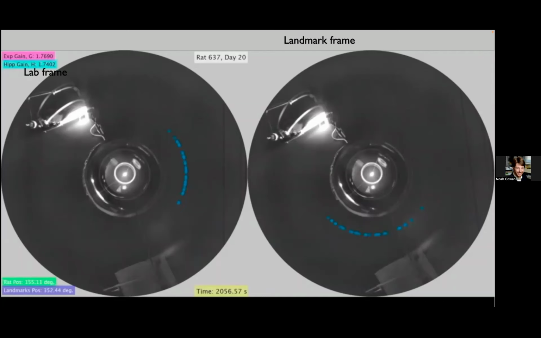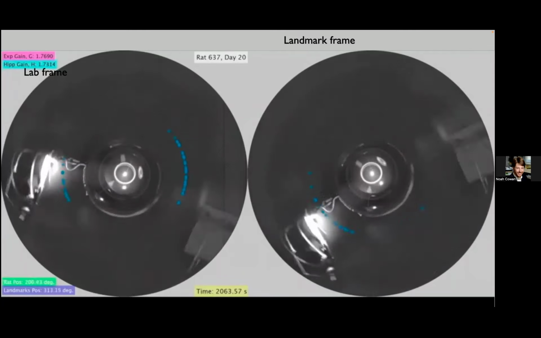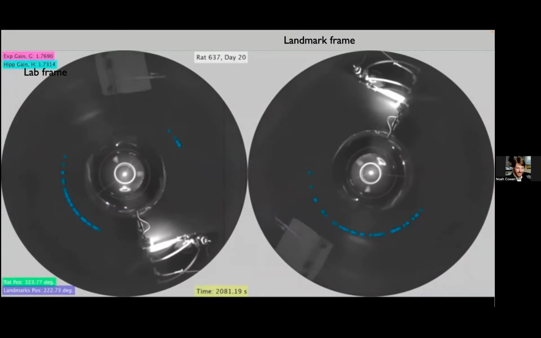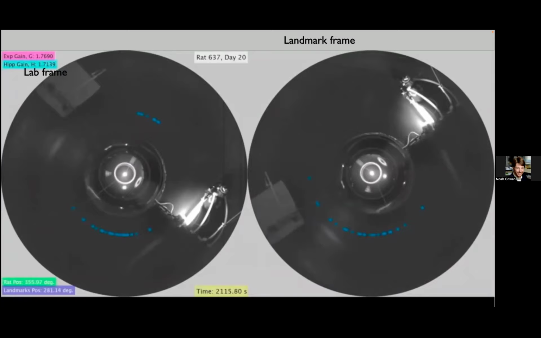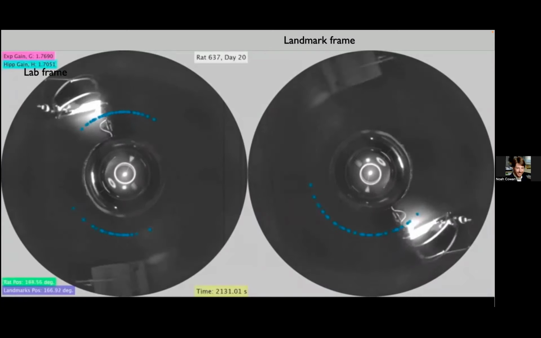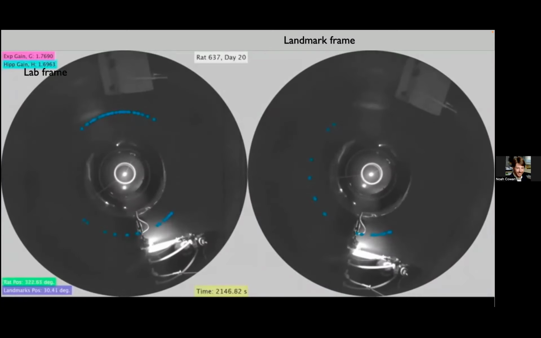In this frame, we've digitally stabilized the landmark. So this is the landmark frame of reference. And in this video, you'll see the place cell keeps firing in a consistent location. And so if you look on the left, the landmarks are rotating around, and the place cell is firing multiple times per lap. But on the right, there's a little bit of a digital artifact in our stabilization.